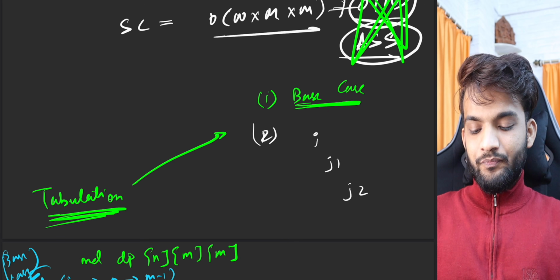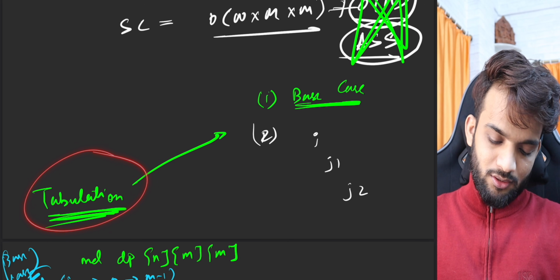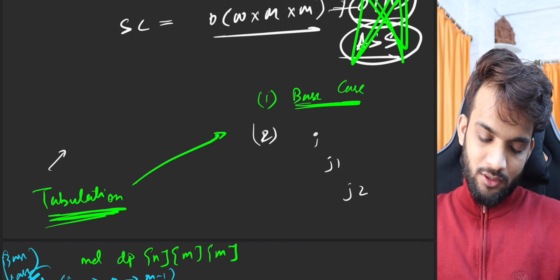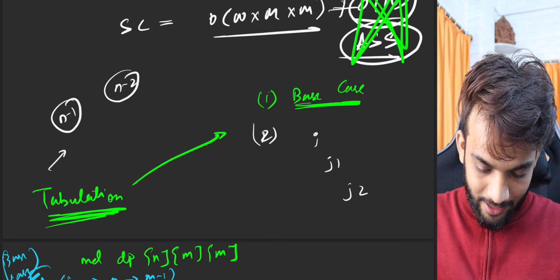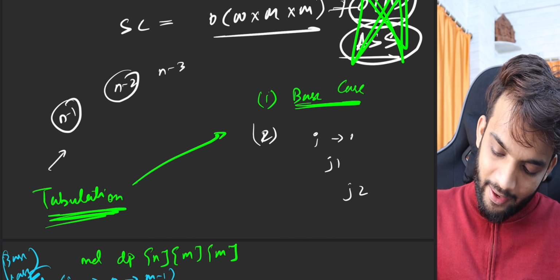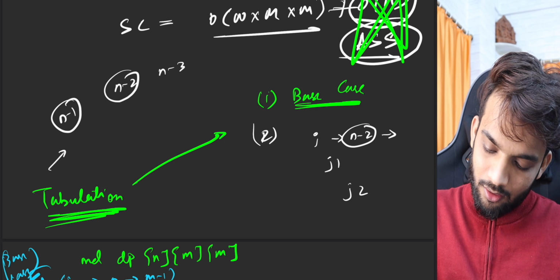Now, what is I? What is tabulation? From base case to up. The base case was n minus 1. What is the next case? N minus 2. Then n minus 3. So I will be from n minus 2 till 0.